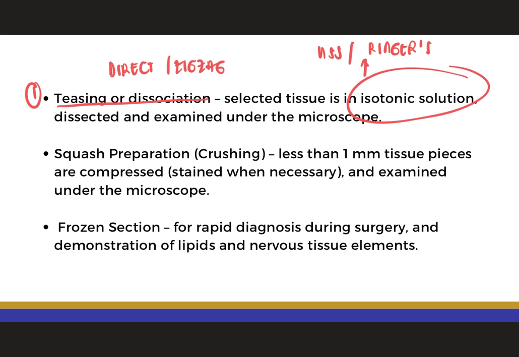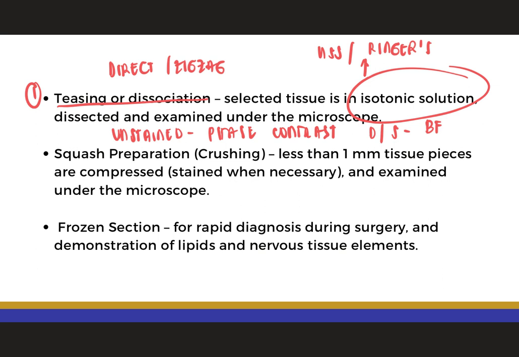So after doing that, you are going to examine it under your microscope, either unstained by phase contrast, or pwede rin naman na may stain using your differential or supravital dyes, and then you are going to observe it under your bright field microscope. So what is the advantage of your teasing or dissociation? So the advantage of this is it will permit the cells to be examined in their living state.